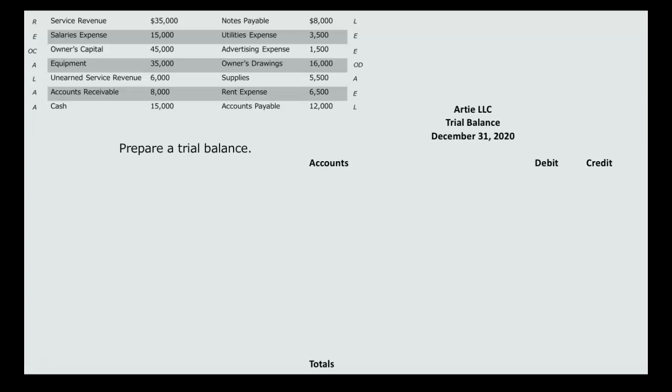So you'll notice at the top of a trial balance, it's almost similar to what we see on financial statements. It's a company name, and then trial balance to let everyone know that this is a trial balance, and then a specific date. So we're preparing this trial balance on December 31st, 2020. This is not for the month ended December 31st or for the year ended. These are the balances on a specific date.